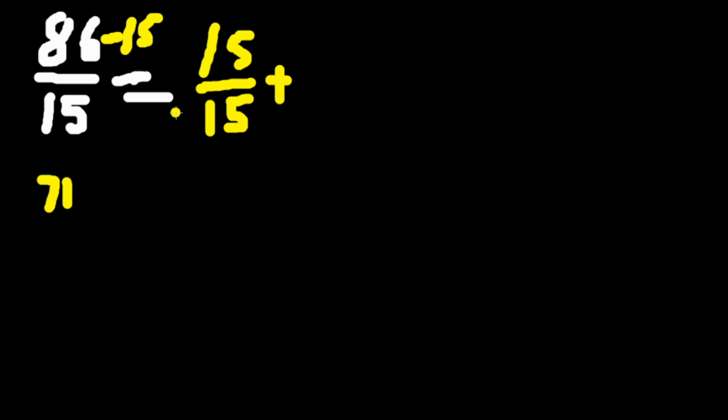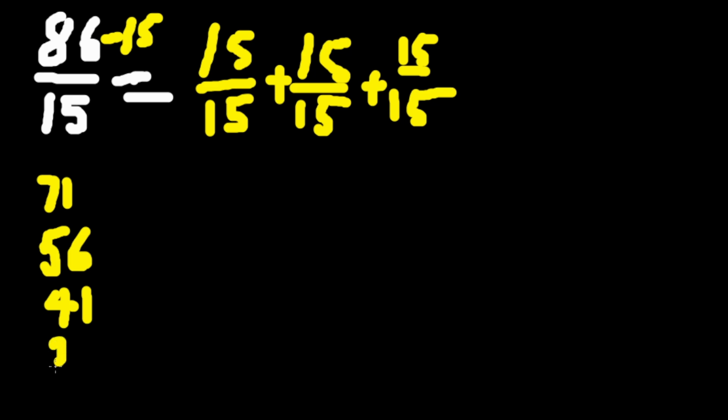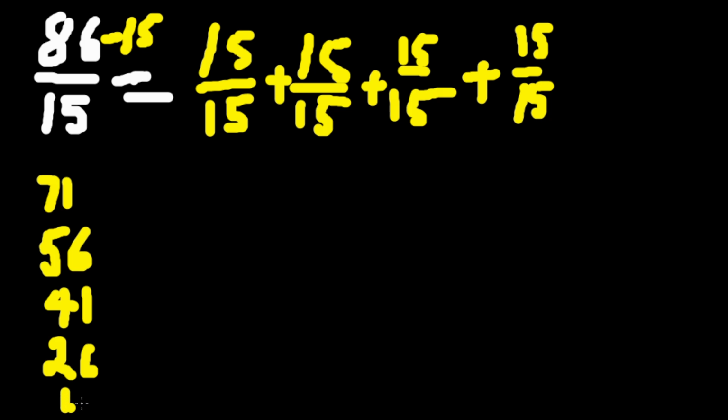Then can we subtract 15 again? Well, yes we can. From 71, it would equal 56. Can we do it again? Well, of course we can. We can turn that into 41. Can you subtract 15 from 41? Of course you can. It's 26. Can you do that again? Well, of course you can. It'll turn into 11.